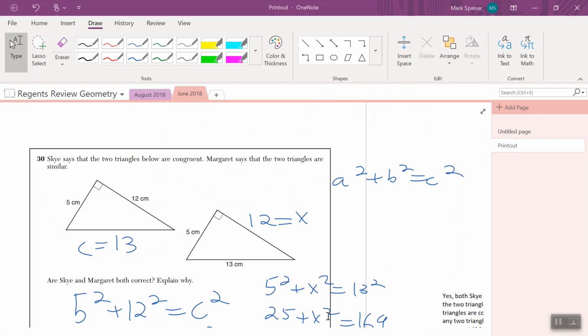Sky says the two triangles below are congruent. Margaret says the two triangles are similar. Okay? We have Sky and Margaret; are both correct? The answer is yes. Explain why.